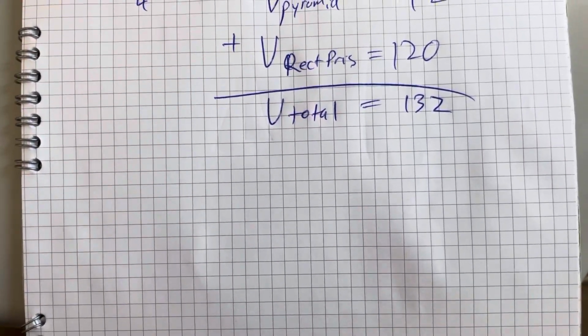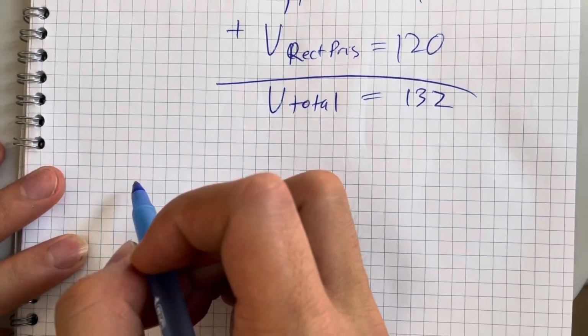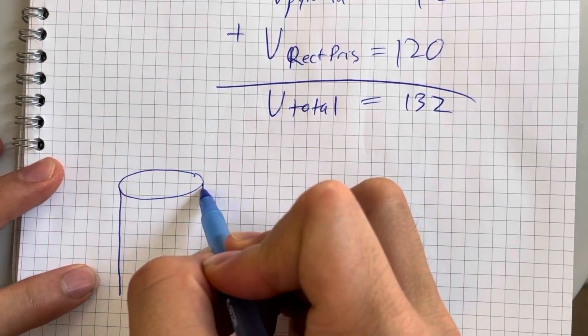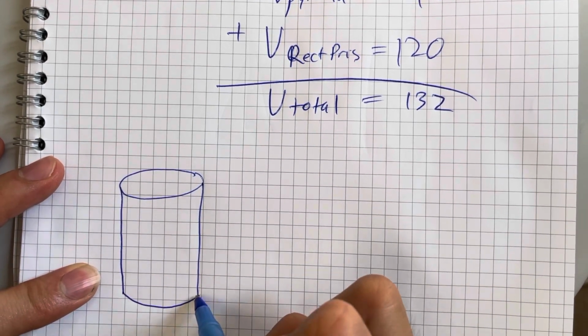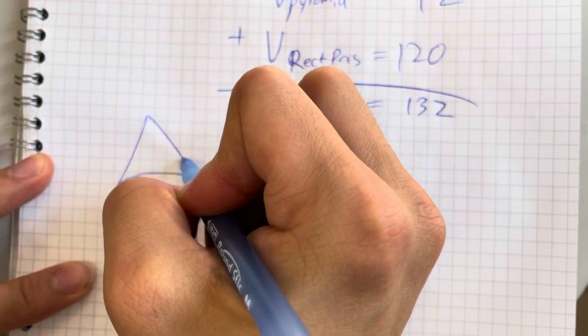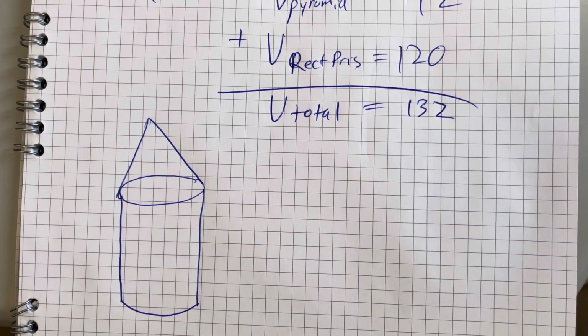I'll give you a couple more just to chew on, just to think about. Sometimes if you're driving, you might see something like this. Or, let's just say they say, find the volume of this crayon.